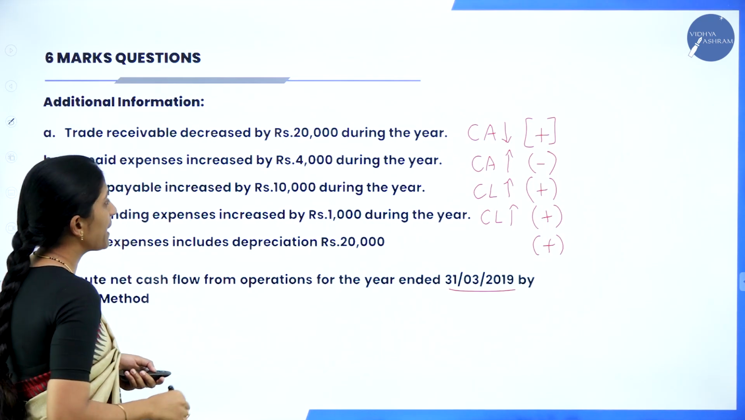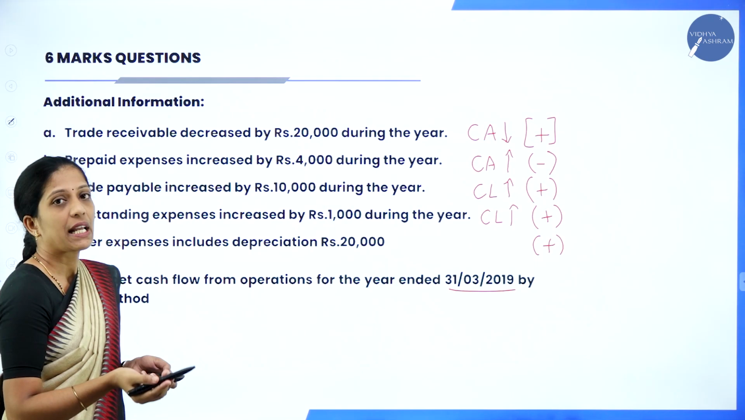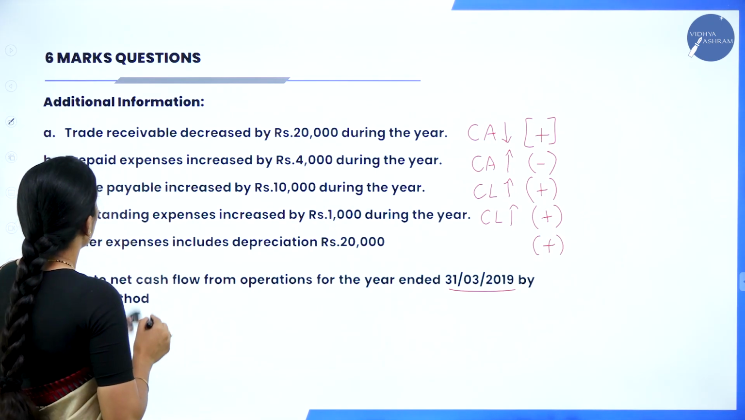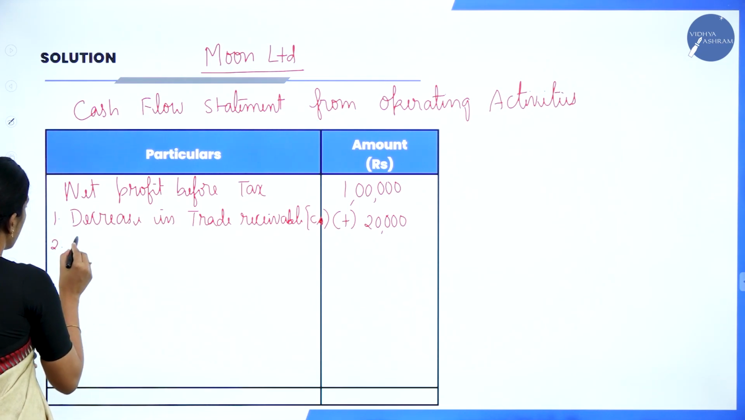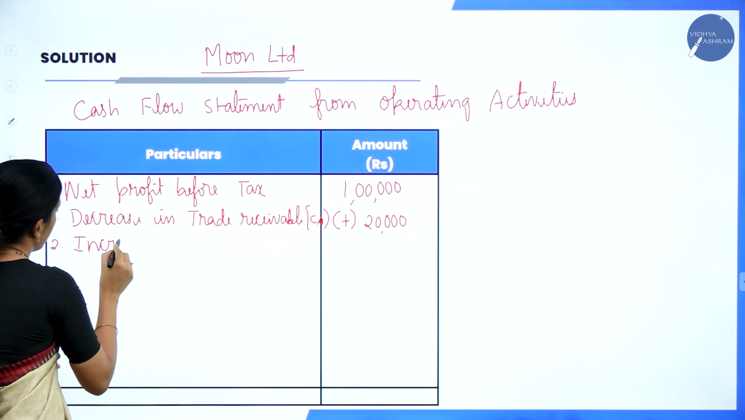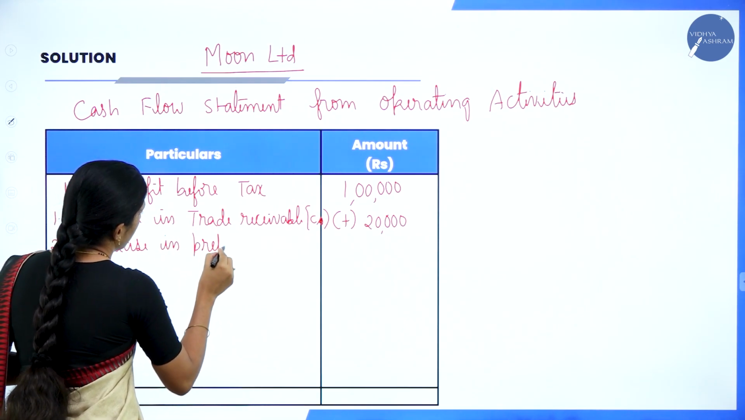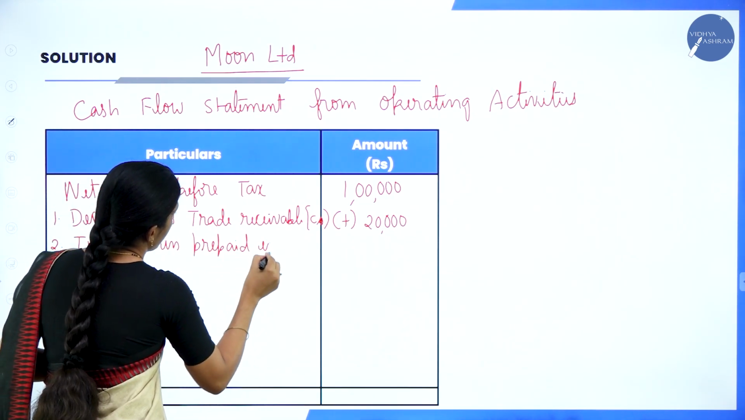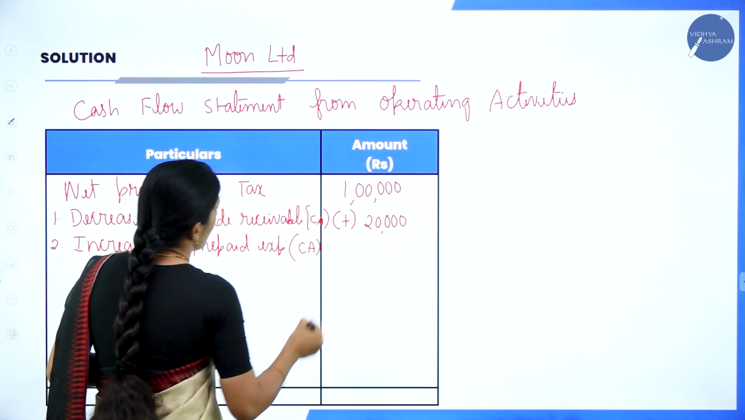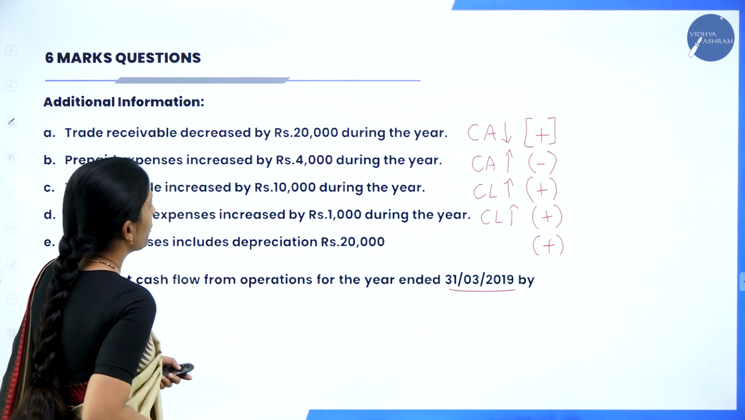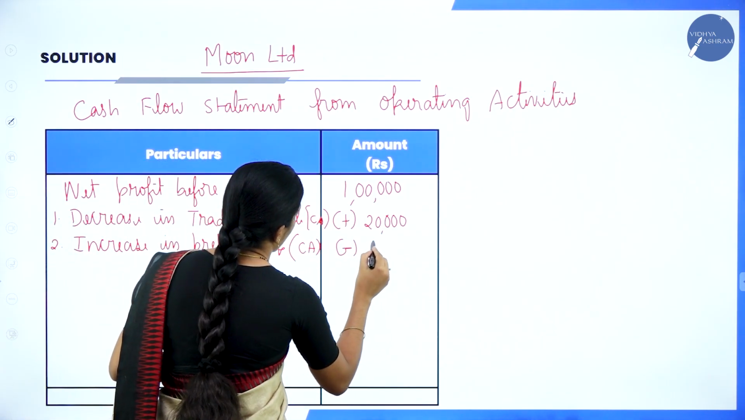Next, prepaid expenses increased. Prepaid expenses is an asset. So increase in prepaid expenses. Prepaid expenses is a current asset. So it has increased, so I have to minus. It is minus 4,000.